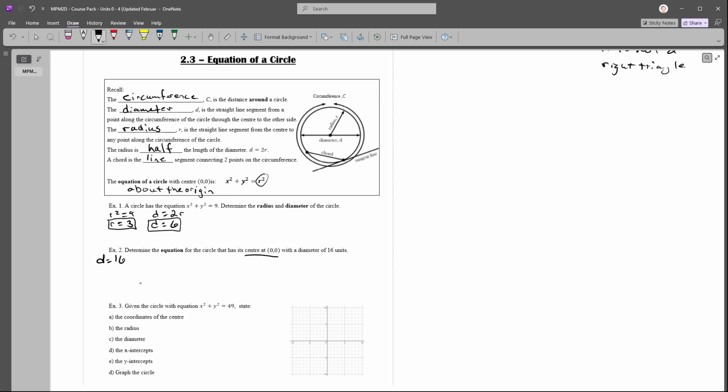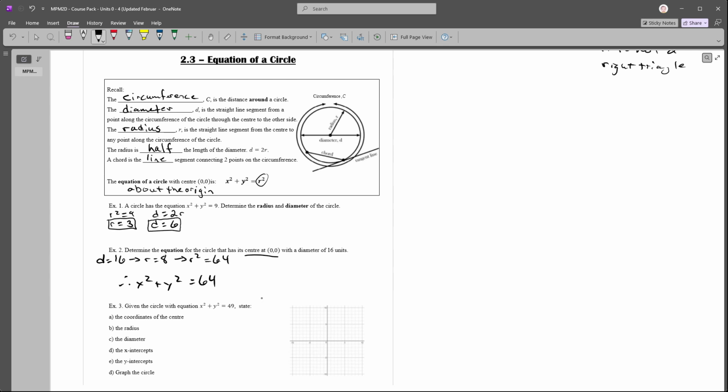What does that mean the radius is equal to? Remember, the radius is half the diameter. So that means that the radius is equal to 8. But the equation is x squared plus y squared equals r squared. So what is r squared equal to? That means r squared is equal to 8 squared, which is equal to 64. So therefore, x squared plus y squared is equal to 64. That's the equation of that circle.